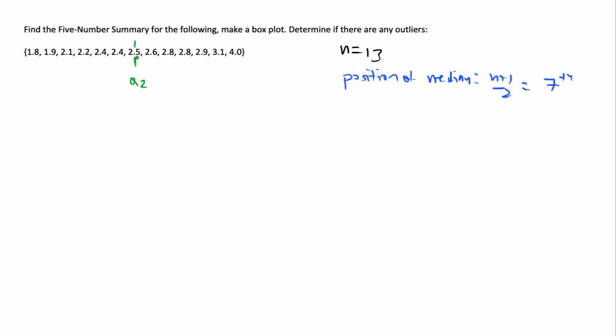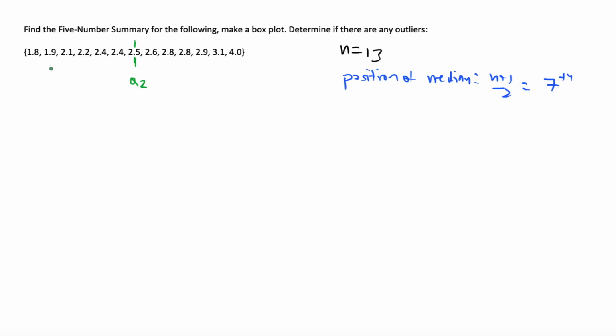Now notice that it actually breaks up the data. How many values are below it? Now remember, we don't include the median here. We don't include Q2. How many values are strictly less than that? There are 6 values. This is called the lower half, and there are 6 values in the upper half.